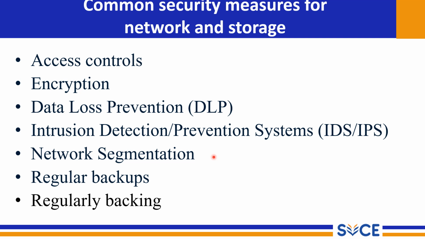In case it has been hacked, the remaining servers will have some backup copy. By means of that they'll be securing the data. So that is what they mention about network segmentation. Next one, regular backup. Regularly backing up the data ensures that critical information can be recovered in case of a breach or a system failure.